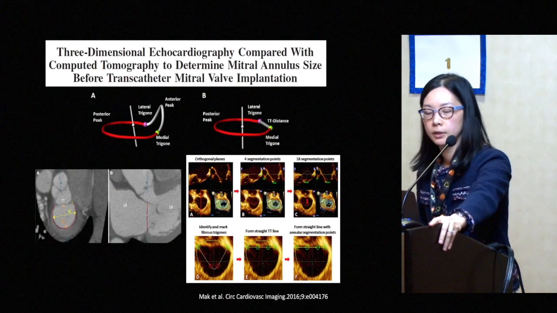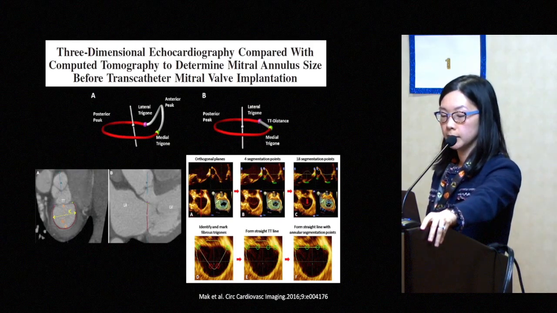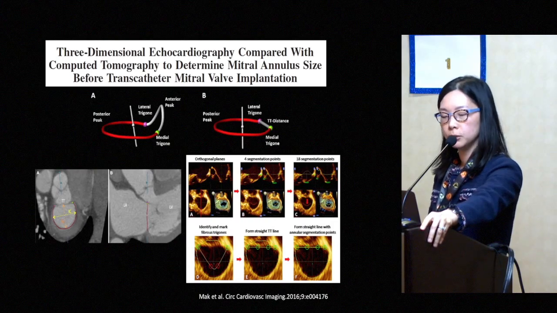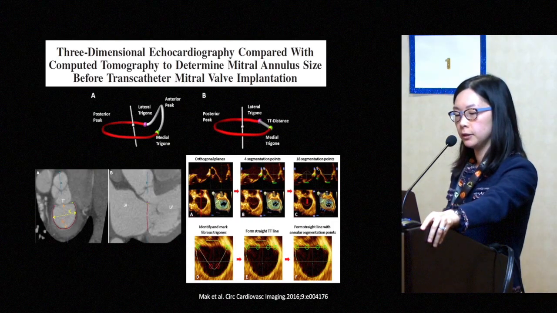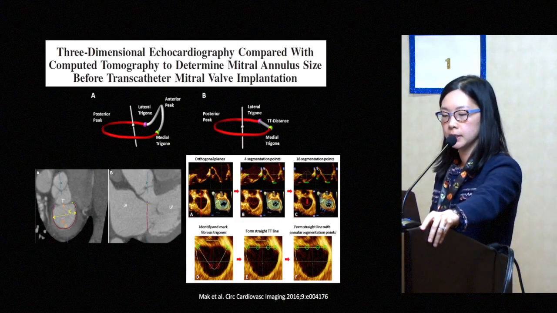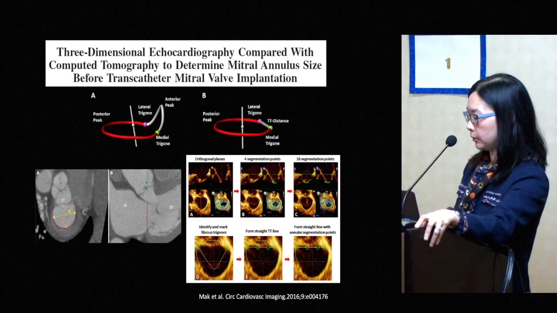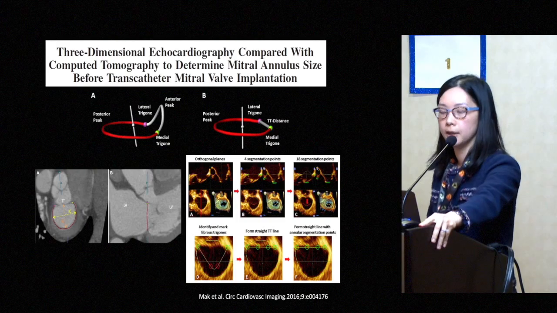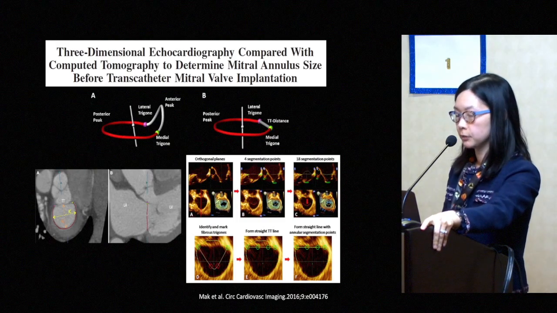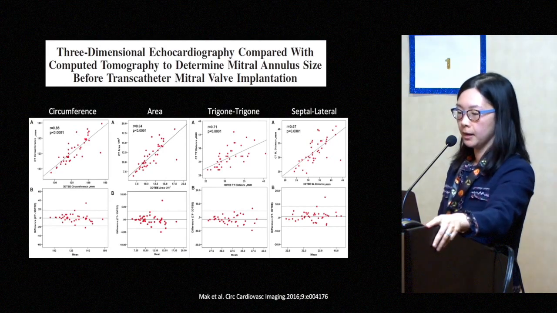There is a nice paper that came out last year that showed that CT measurements and echo measurements, when you take the 3D data and do this planar D-shaped measurement rather than the traditional 3D measurement that we do, can actually give very, very high correlations in terms of circumference, area, the trigone distance, as well as the septal-lateral. So it's actually a viable, reproducible technique with CT and 3D echo. Whether or not it's the best measurement to use still remains to be seen.